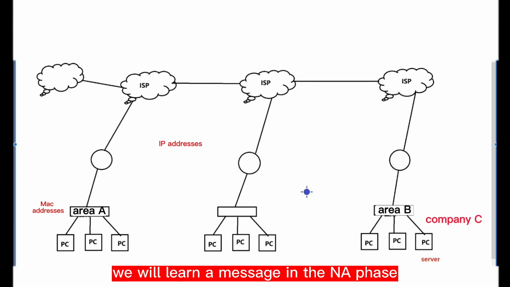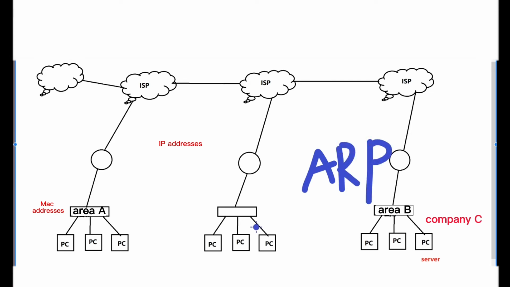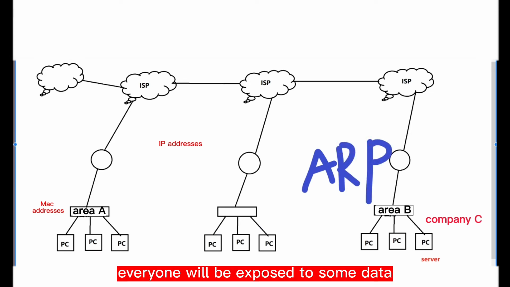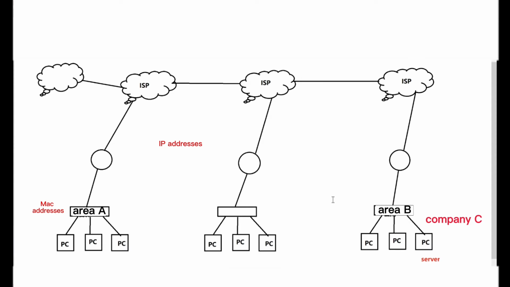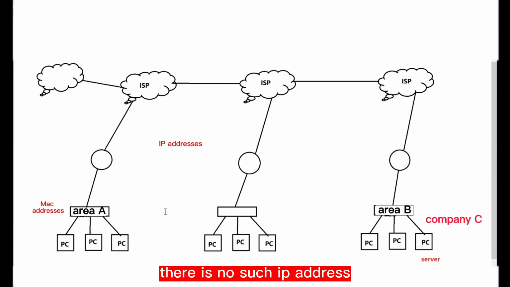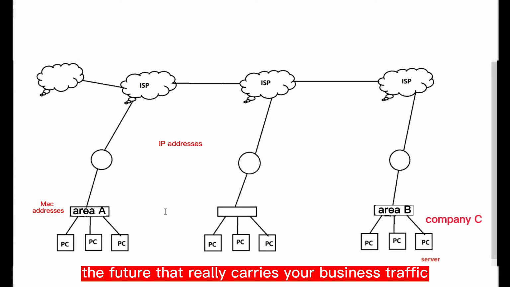We will learn a message in the NA phase. Then there is a packet called ARP. In the future, everyone will be exposed to some data. You will find that this data may not have layer 3. That is, there is no such IP address. But we call data like this. Do not call our future business data. Business data is the future that really carries your business traffic.